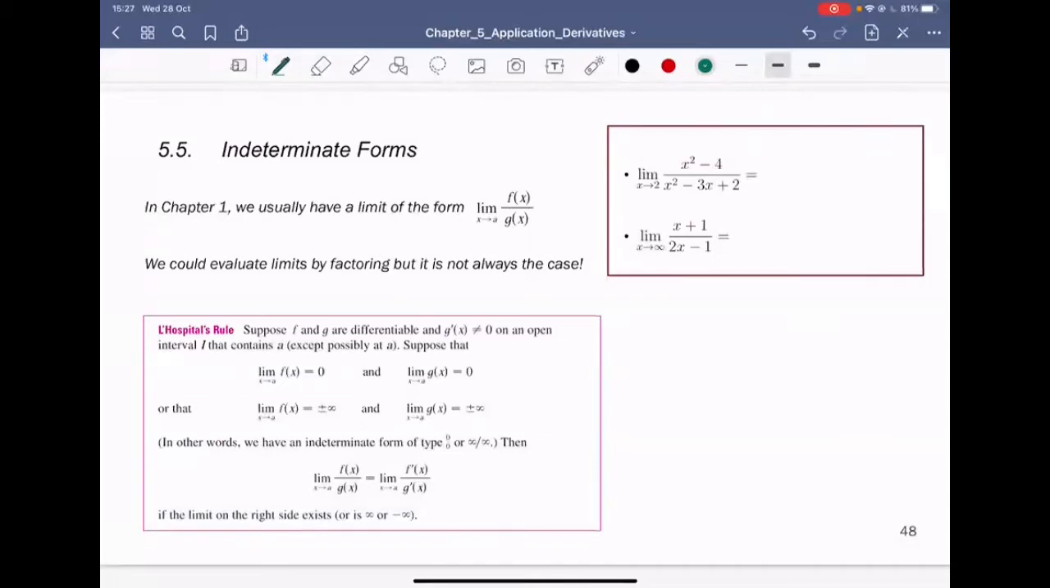So we're gonna finish this section 5.5. This is the easy one though, man. Everyone, this is the indeterminate form. So for those of you who know this thing already, this is going to be super easy. So in this section, the main thing we are going to learn is indeterminate form, which is going to help us to compute limit.